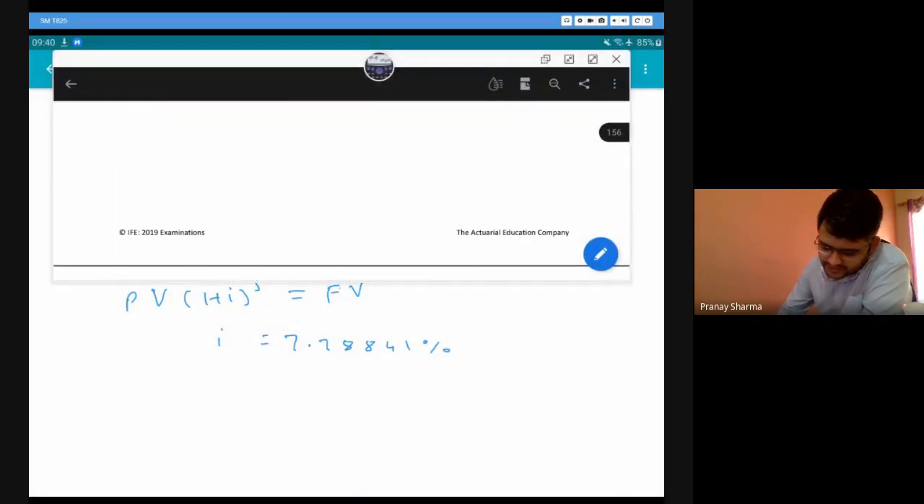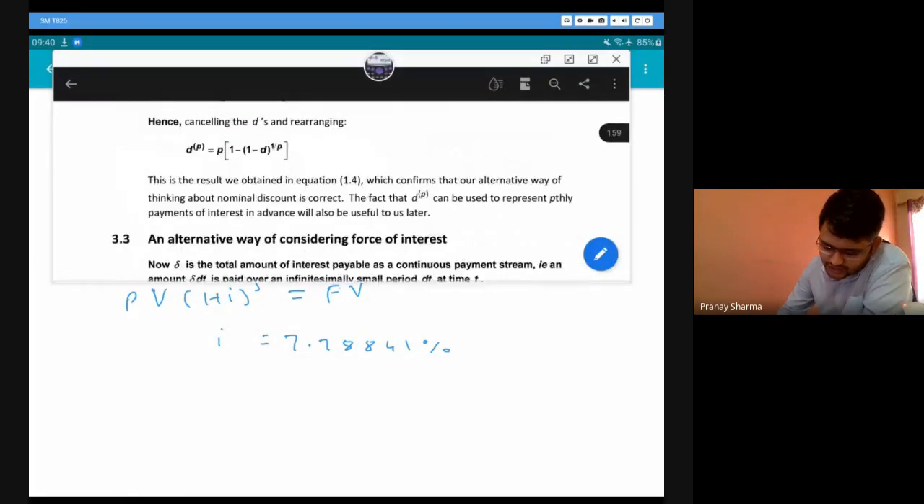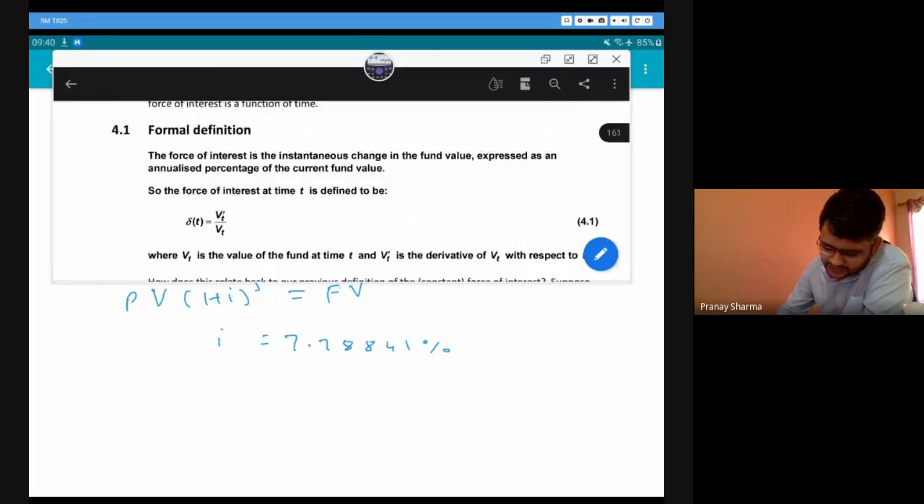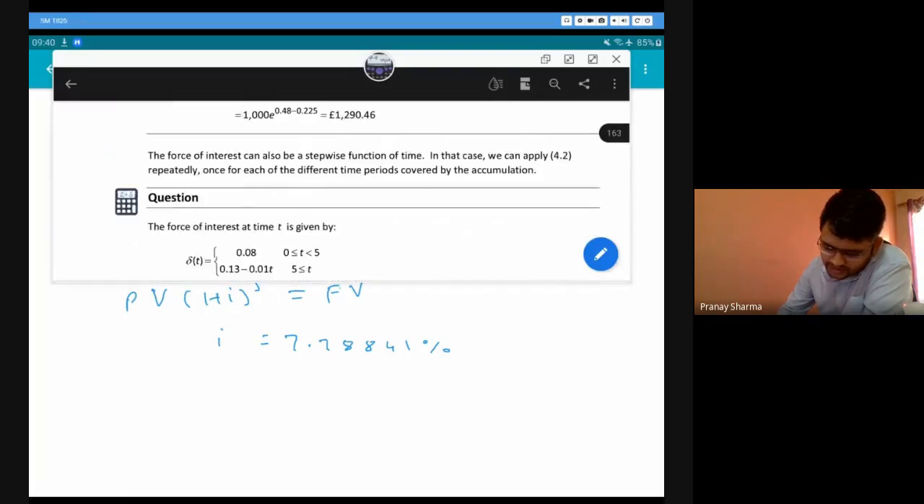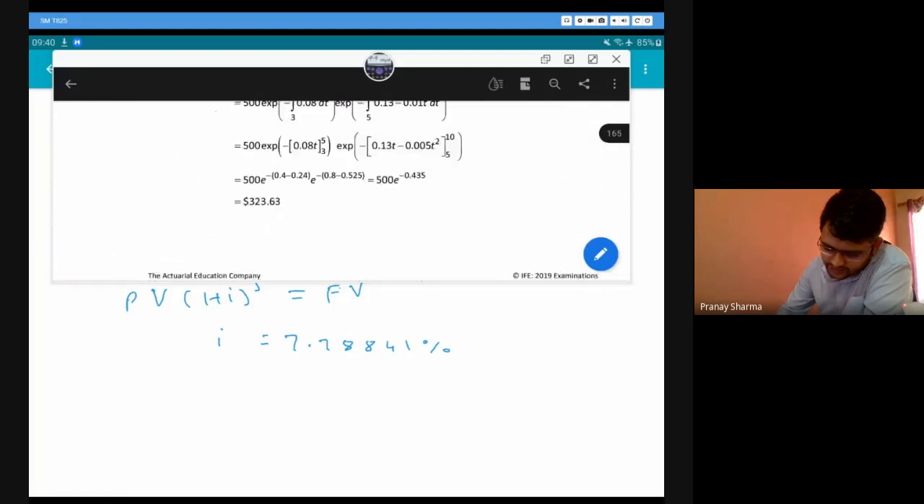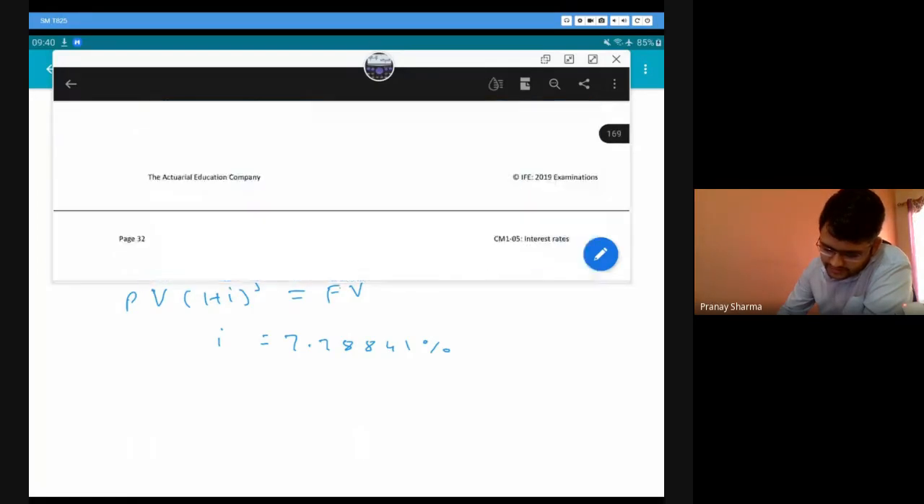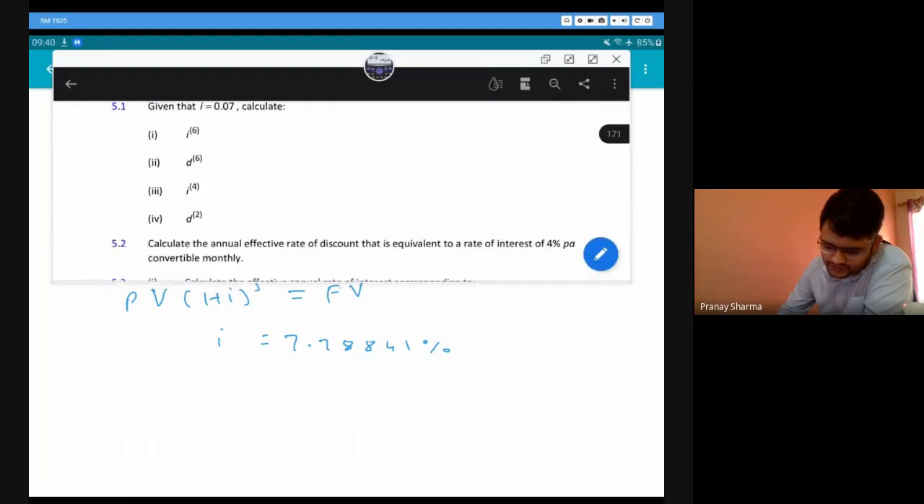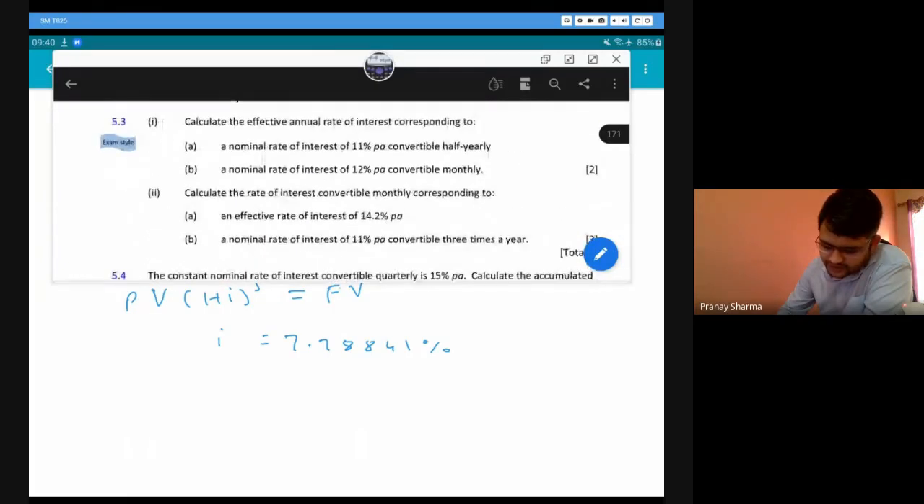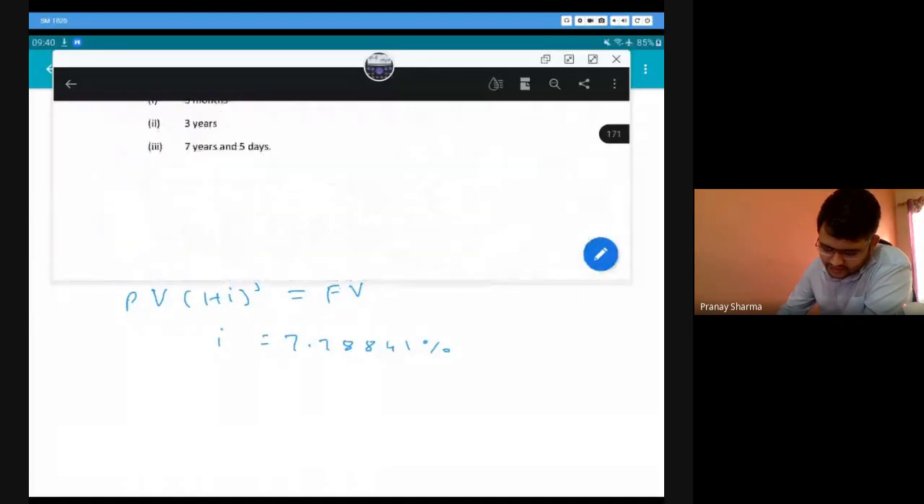Similarly, you will find such questions. Now you can actually solve all the questions at the end of this chapter, because all our topics are over. So the chapter interest rate is now over. The only confusing part is a little bit of force of interest, but when you solve the sums, it becomes easier for us to understand.